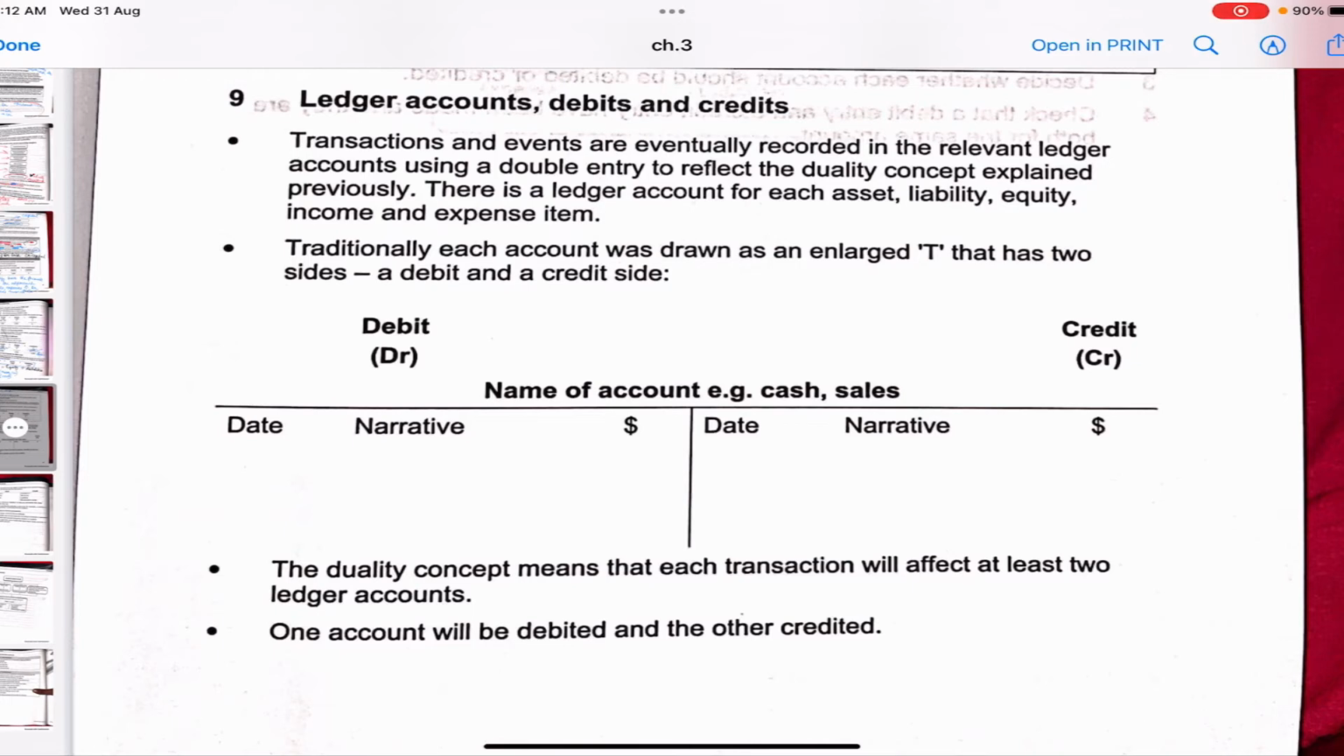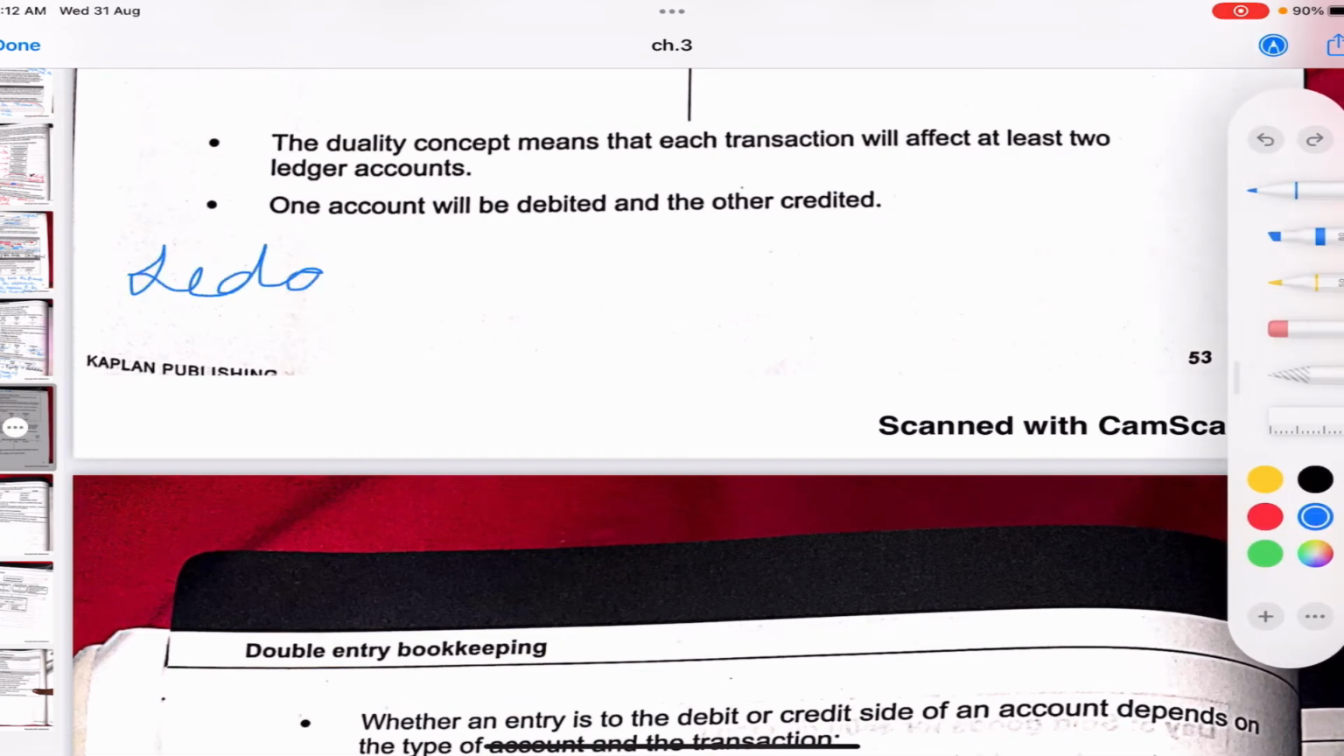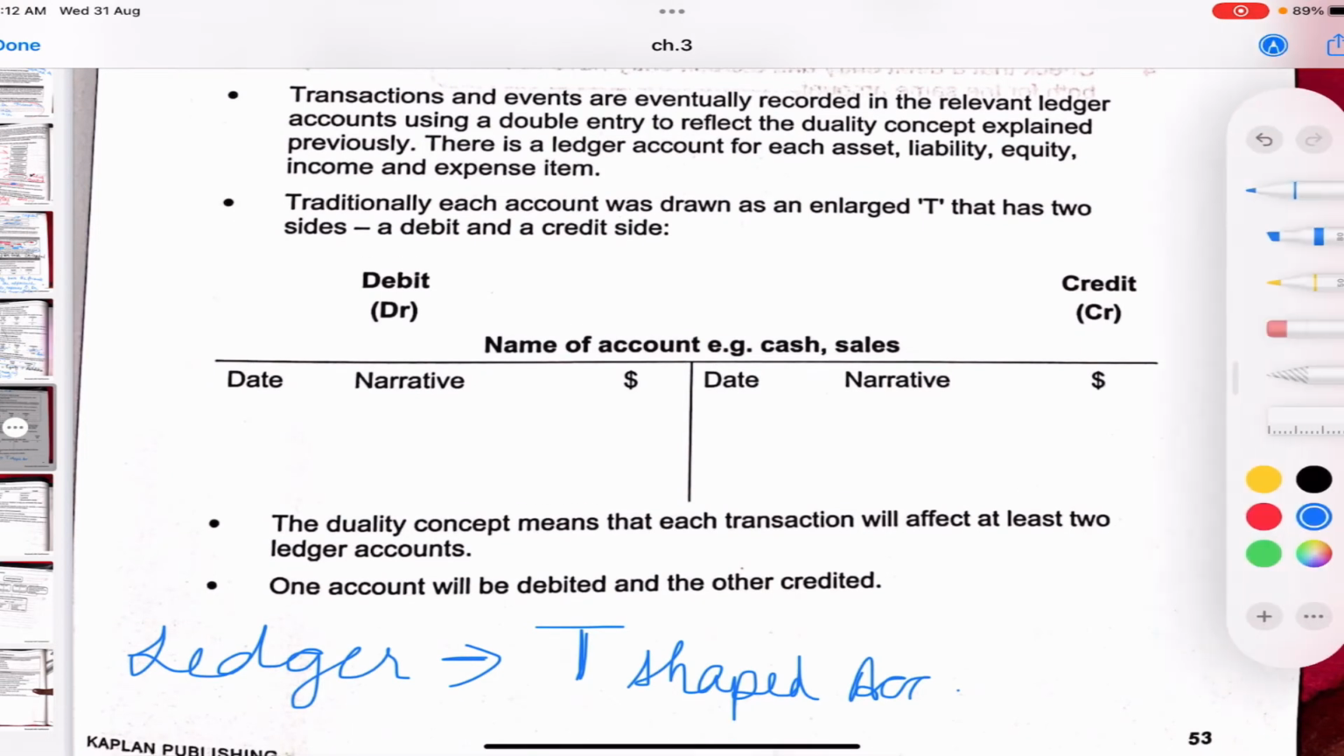Transactions and events are eventually recorded in the relevant ledger accounts using a double entry to reflect the duality concept explained previously. There is a ledger account for each asset, liability, equity, income and expense item. Traditionally, each account is drawn as an enlarged T that has two sides, a debit and a credit side. So the ledgers are also called a T-shaped account. Whatever item we have, asset, liability, equity, every single item has a ledger account of its own.